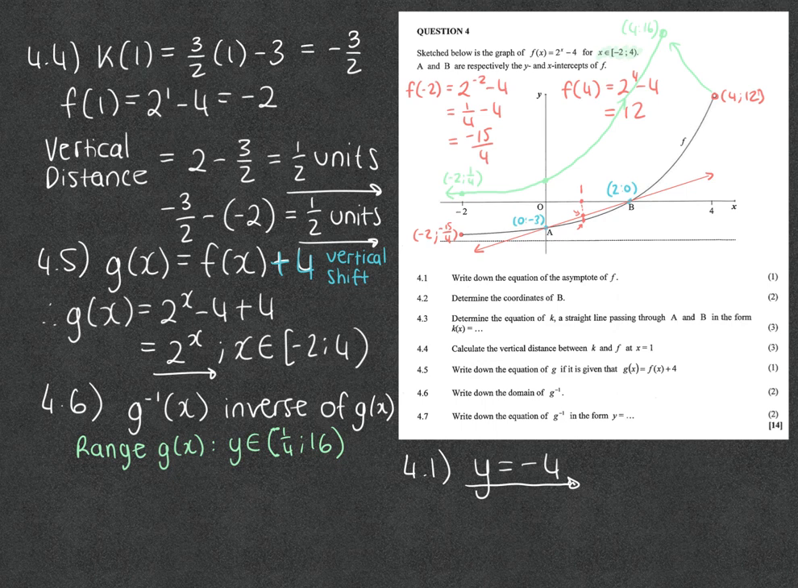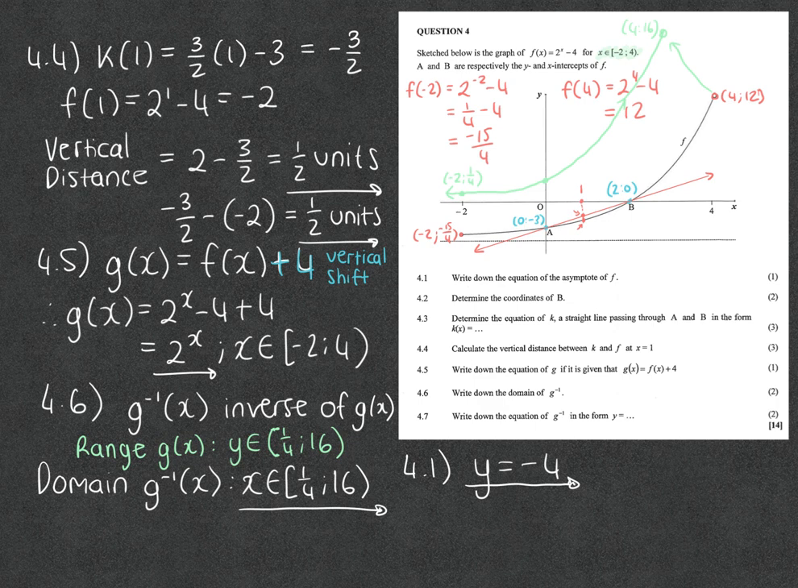So my answer for the domain of g to the minus 1 of x is going to be x as an element of a quarter to 16. Okay, and that is my answer for that question. Awesome. Now we can do 4.7.